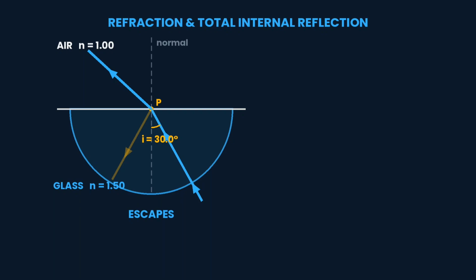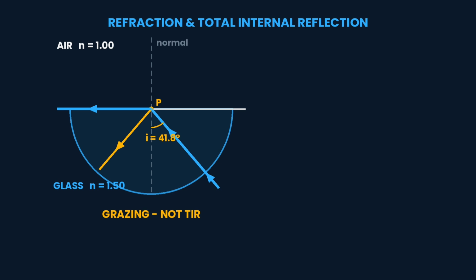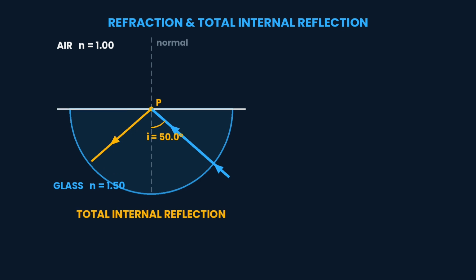Inside this glass block, a ray at 30 degrees escapes into the air. But increase the angle to 41.8 degrees and the emerging ray runs alongside the surface. Increase it again to 50 degrees and the ray no longer leaves, it reflects back into the glass.